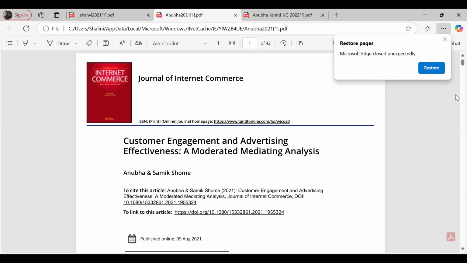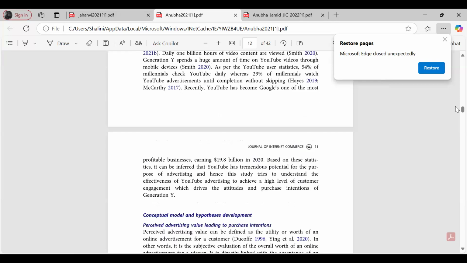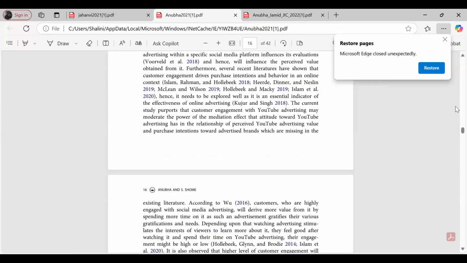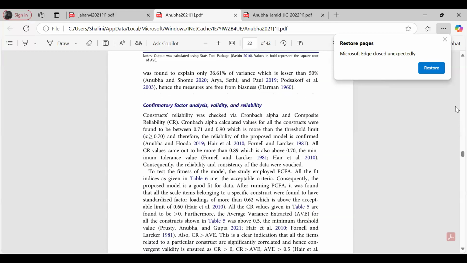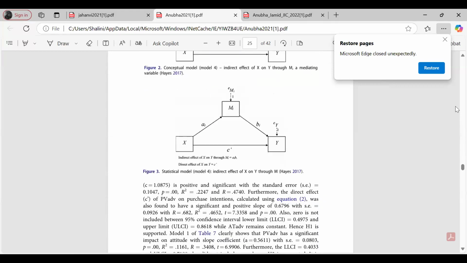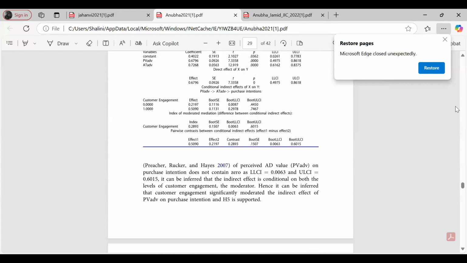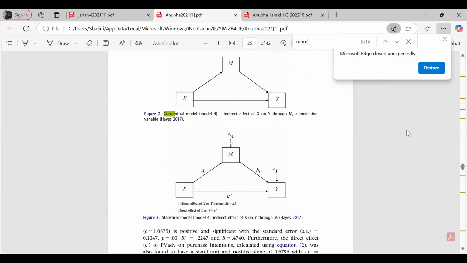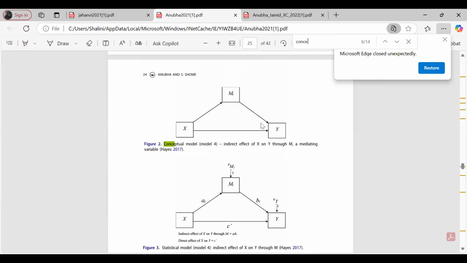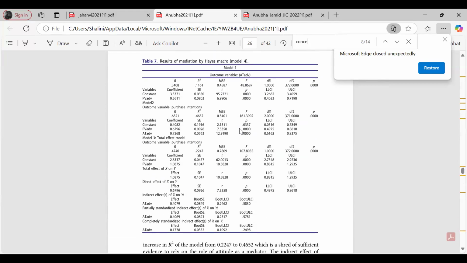Now, how do you get the scale, and from where do you get the scale when you look at the paper? If this is a paper, first you should look at the model, if the model is there. So this is the model which the author has taken. It's a simple mediation. This model has been taken by the author.